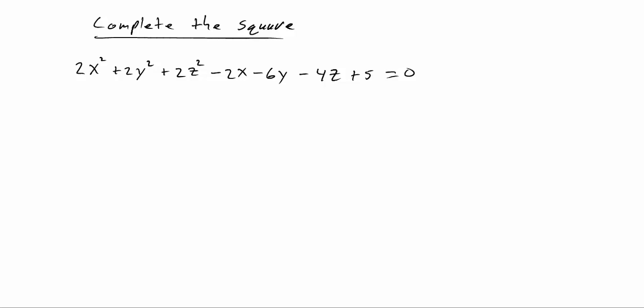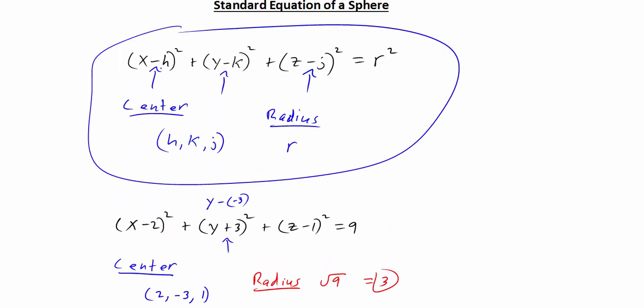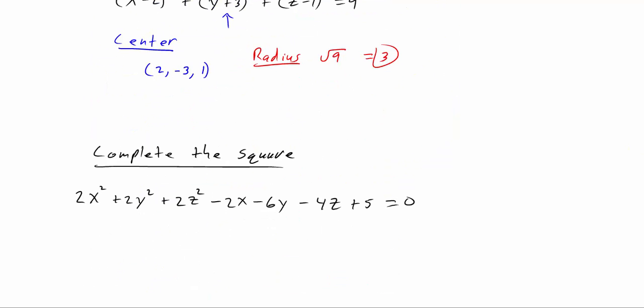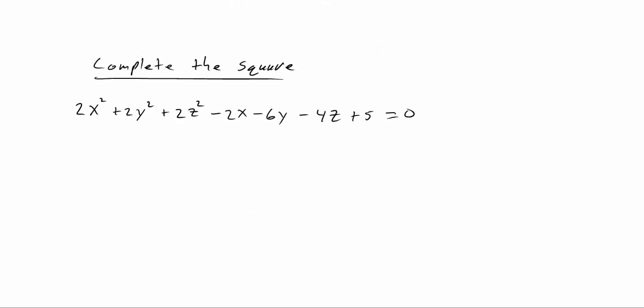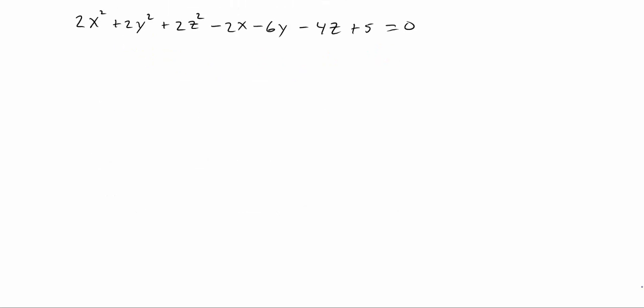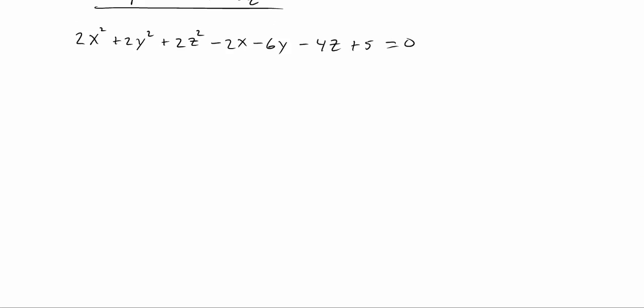So the first step here in putting this again in standard form, and keep in mind our standard form is x minus h squared, y minus k squared, and z minus j squared. So here we want a nice perfect square, a binomial that we're going to square here. So the step is we need to come up with our 3 perfect square trinomials, and to do that we have to complete the square.